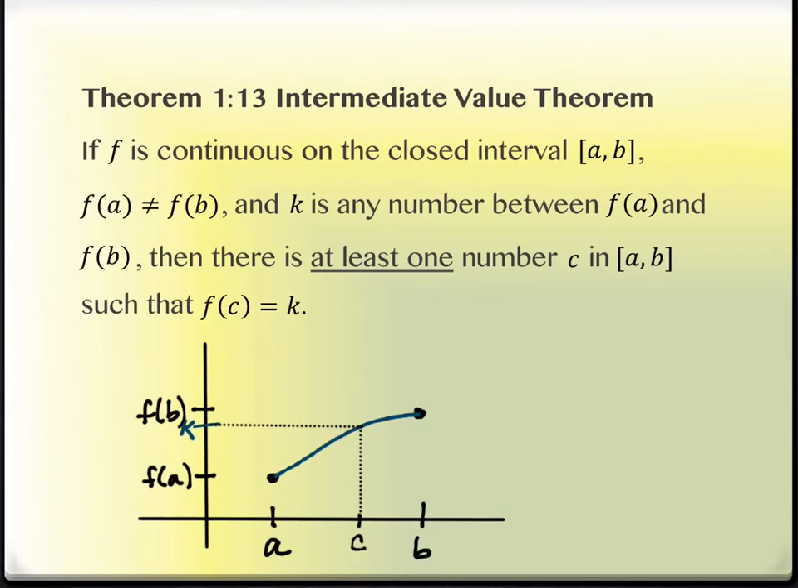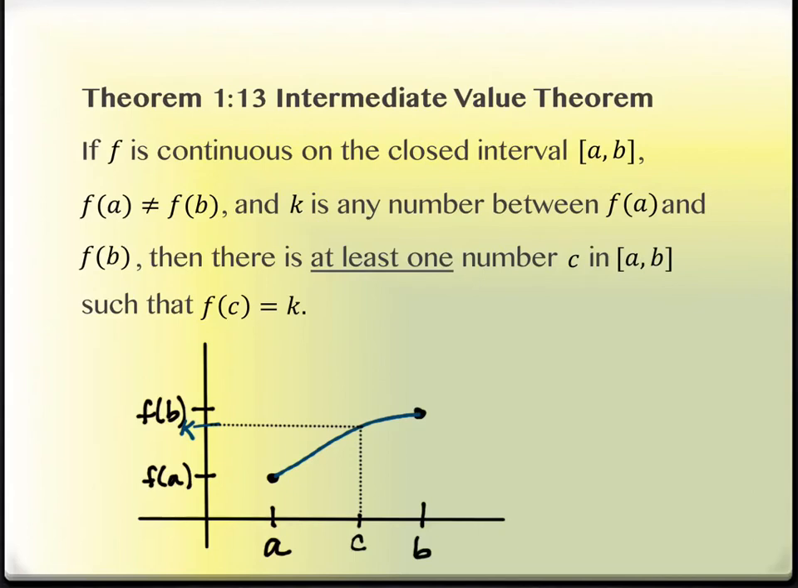So this is c. There will be a point between a and b that has the height of k, for every height in between f of a and f of b. And it could be more than one. I might have something that's waving, like a sine curve or a parabola, and it actually crosses this level at k twice or 3 times. But we're guaranteed it will at least cross it once. Okay, is that all right?